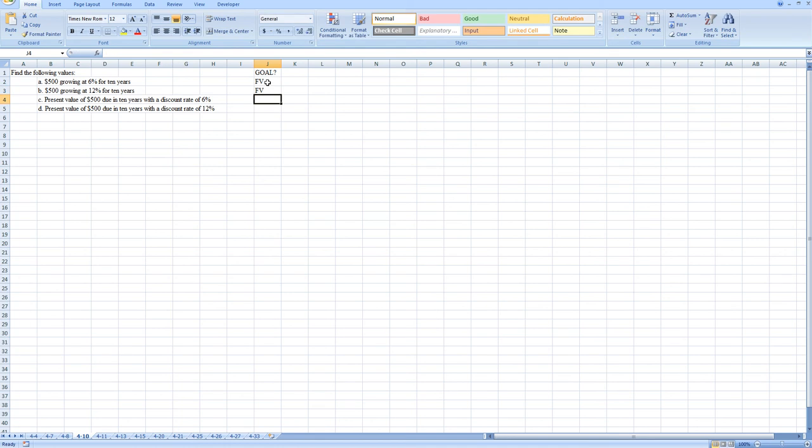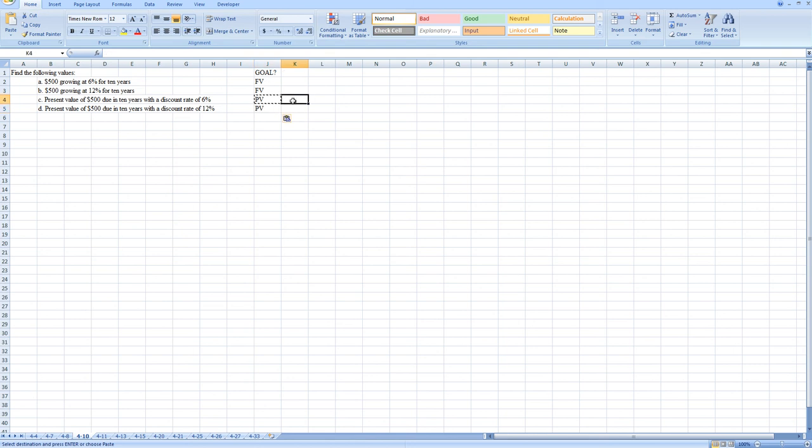Part C says there's a present value of 500 due in 10 years at a 6% discount rate. What this is really saying, if you read it clearly, is the present value of 500 due in 10 years. So the 500 due in 10 years is a future value, and we're going to discount it at 6%. So we're going to try to find the present value since the future value is known. D is set up the same way, except the discount rate is higher.